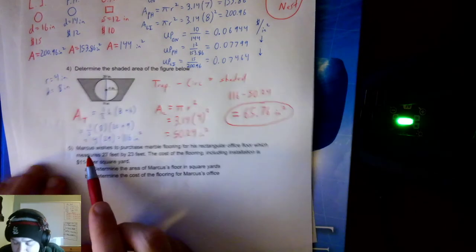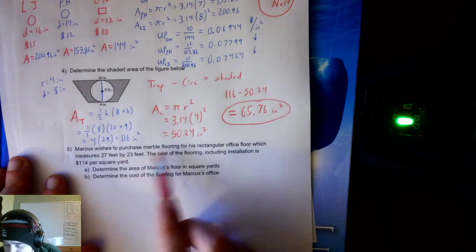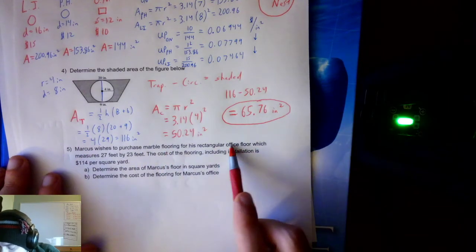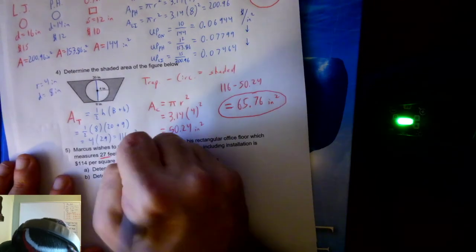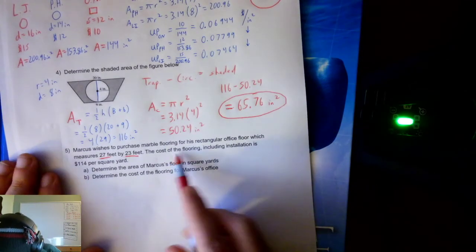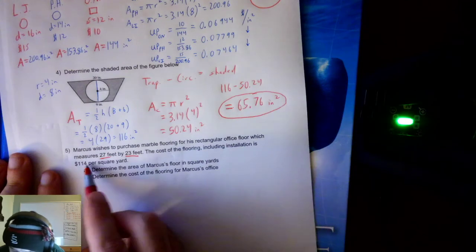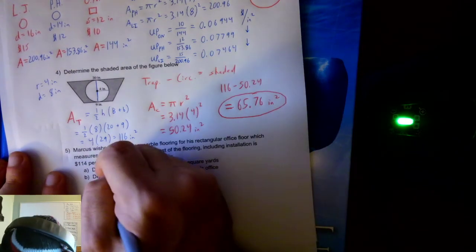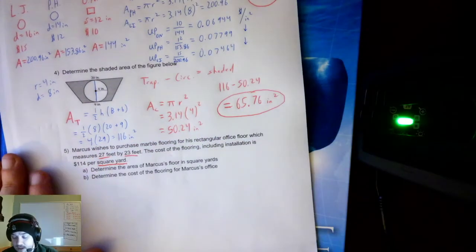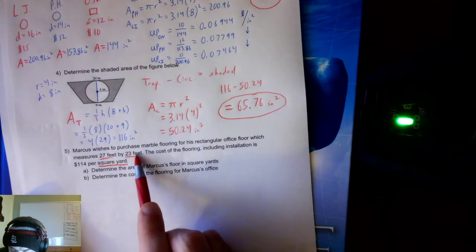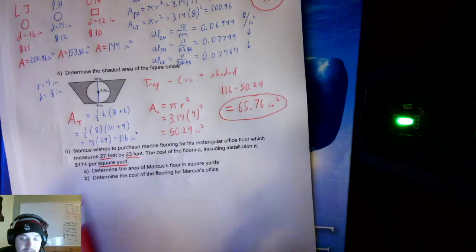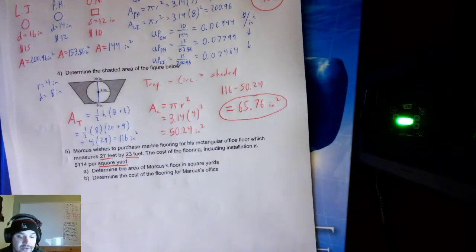Now, our last example says Marcus wishes to purchase marble flooring for his rectangular office floor, which measures 27 feet by 23 feet. The cost of the flooring, including installation, is $114 per square yard. I noticed something right away. I said feet, then yards. Those are not the same measurements, right? I will need to keep that in mind.